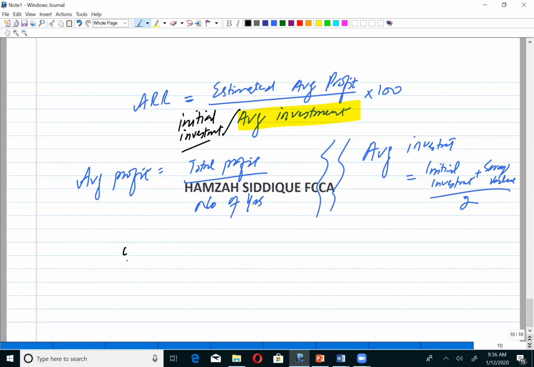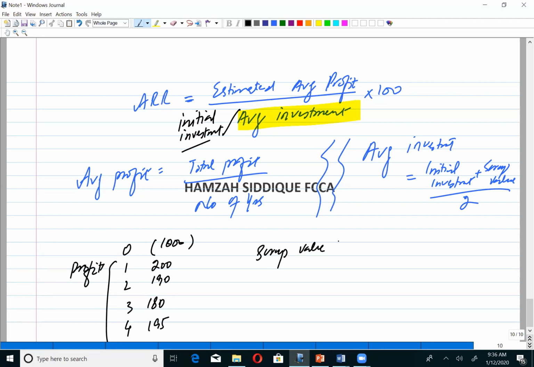For example, a project has the following initial investment: 1,000, and profits. I will say profits because it is a profits based only technique. They are 200, 190, 180, 195. The scrap value of the project machinery is 90.